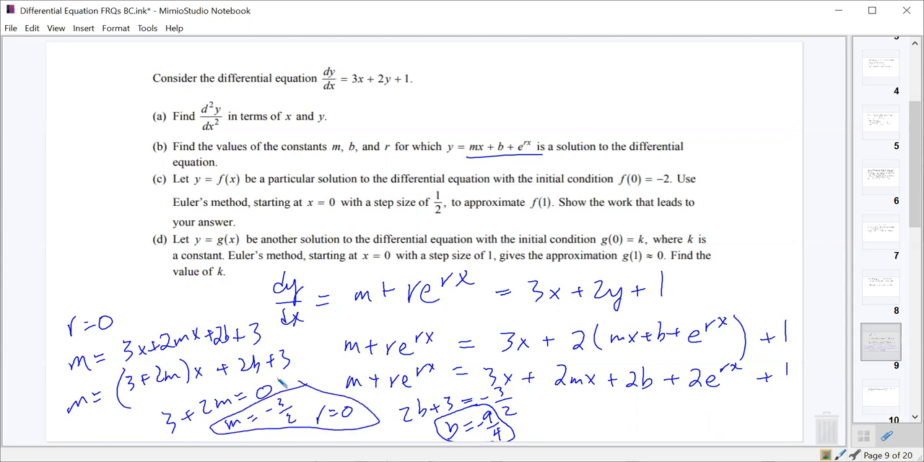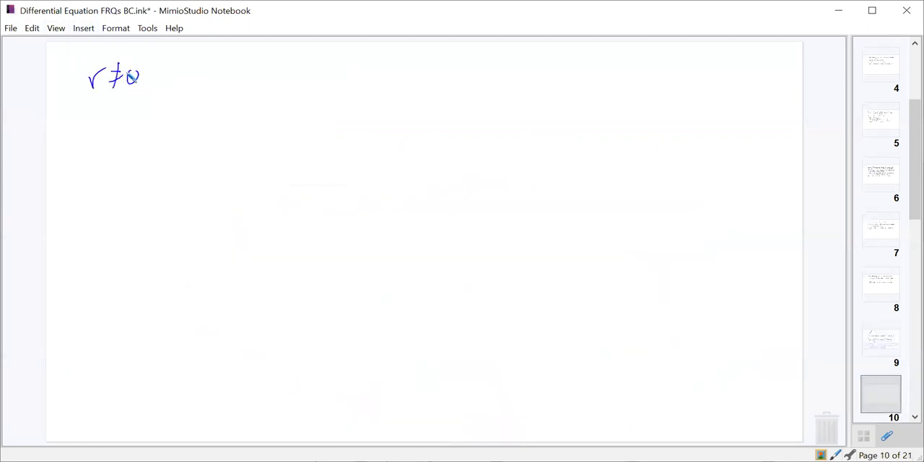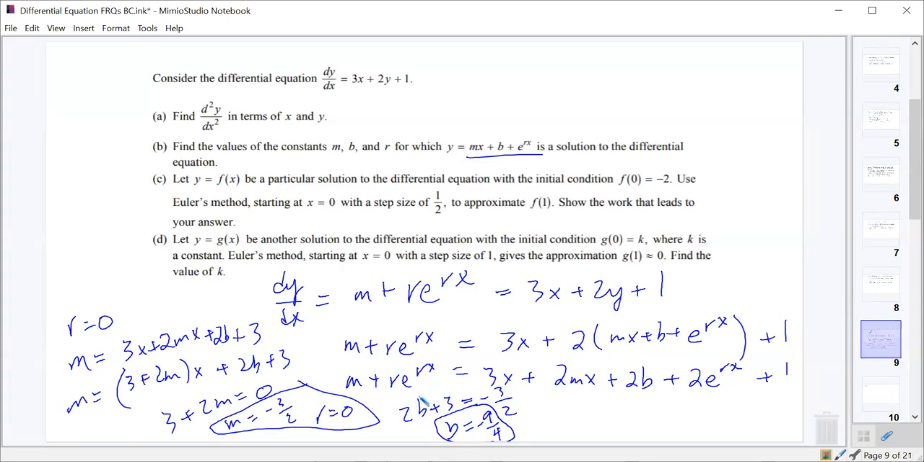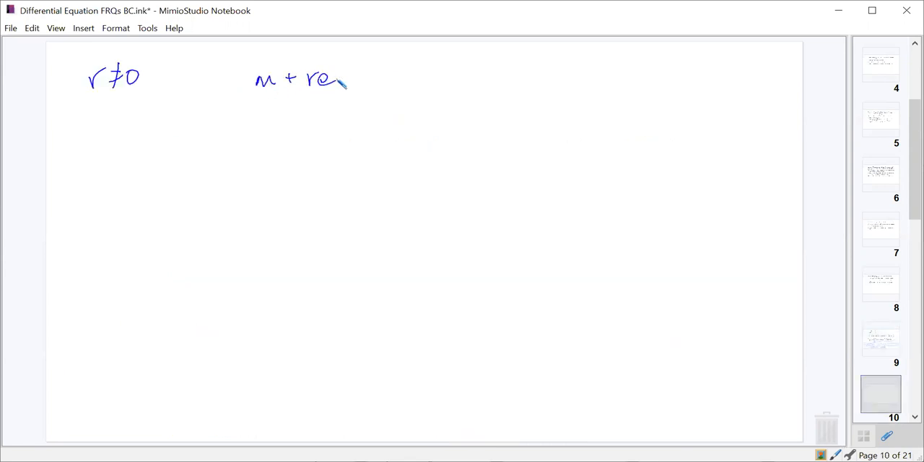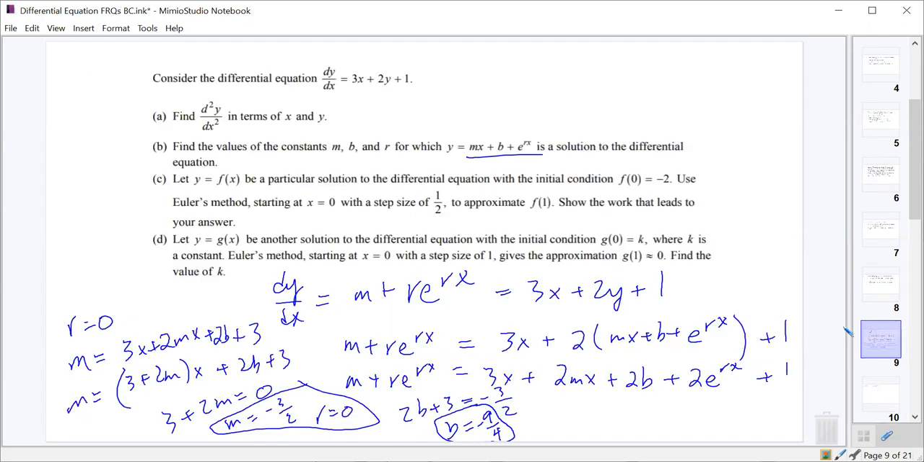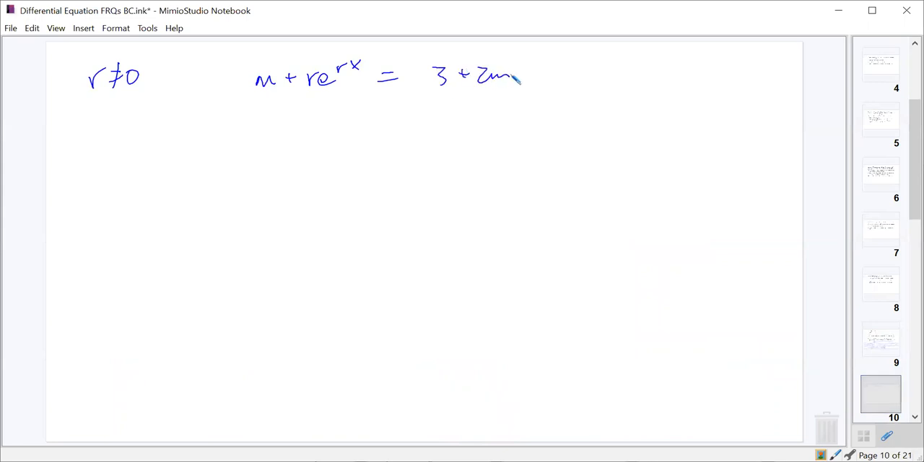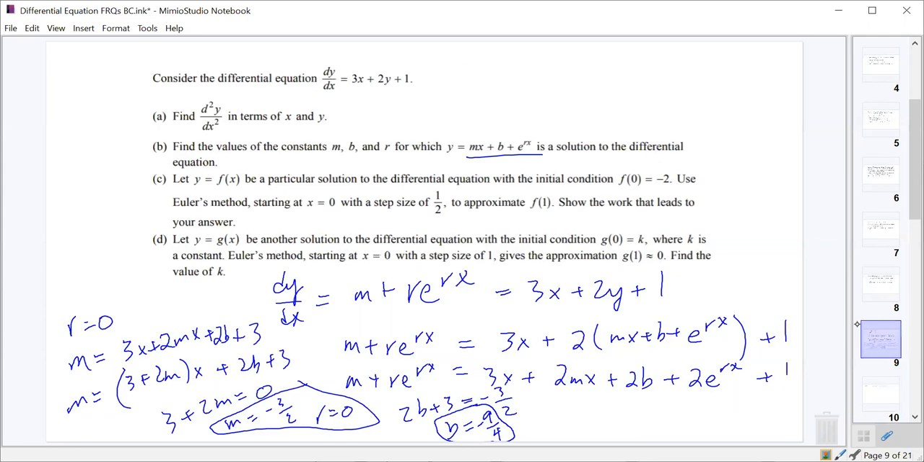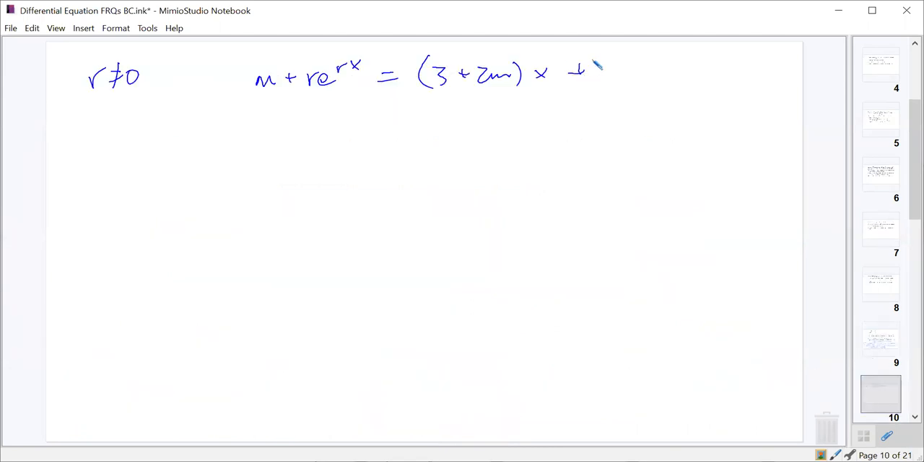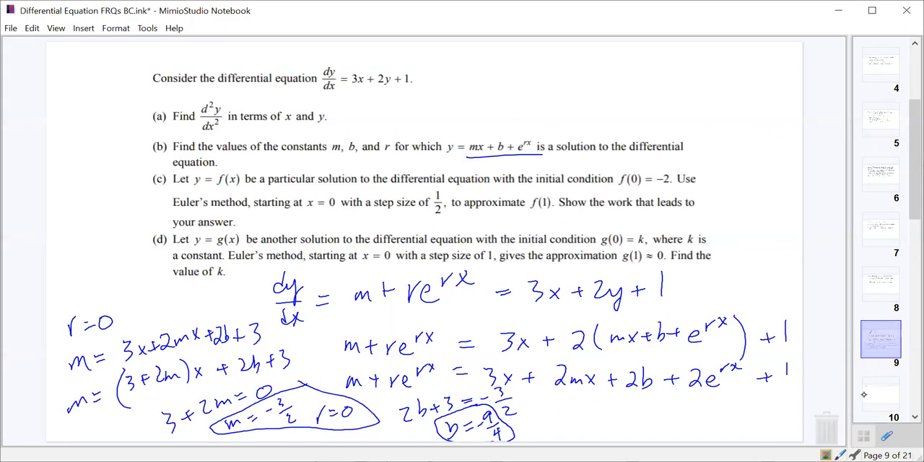And then another possibility would be if r does not equal 0. So if r is not equal to 0, then we're still left with this m plus r e to the rx. I'll rewrite it over here. m plus r e to the rx should be equal to 3x plus 2mx, we'll take out the x from this again, so 3 plus 2m times x, and then plus 2b plus 1, and plus 2e to the rx.